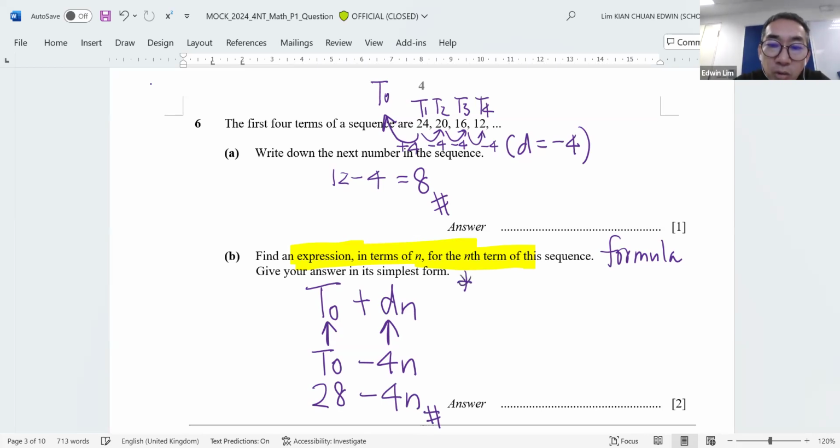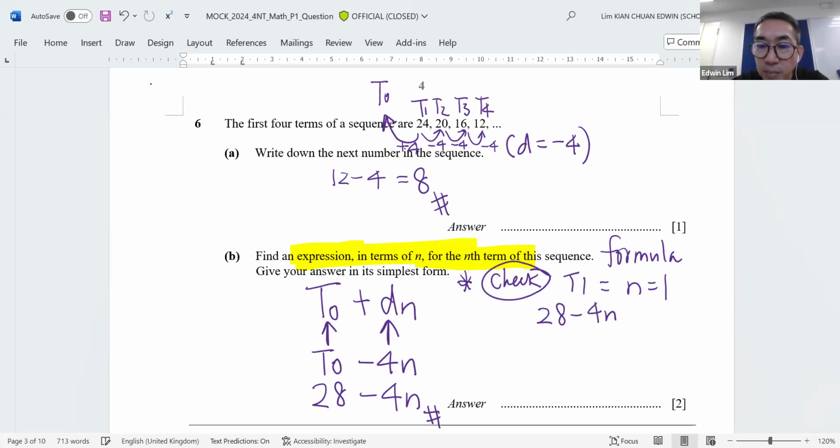But how to check your answer? Pretty simple. I use term number 1. All right. Term number 1, it means my n is equal to 1. I use it on this formula, 28 minus 4n. 28 minus 4 bracket 1. In this case, you get 24. All right. So can you see that my term 1 is 24, meaning that my formula is correct. So this is the solution for question 6b.